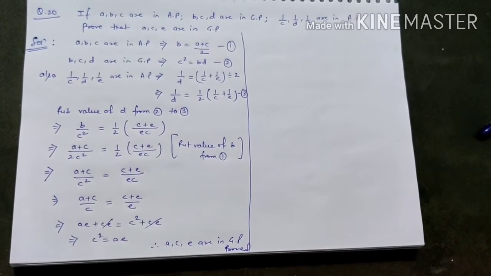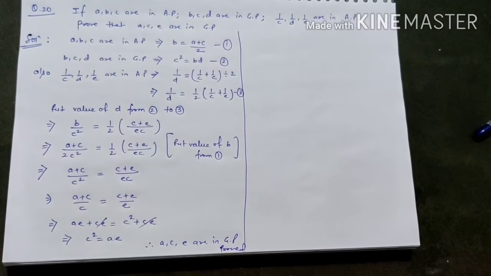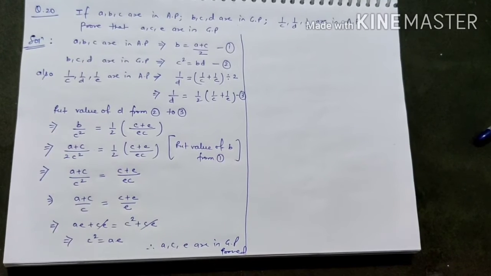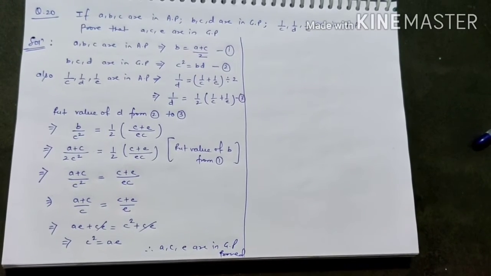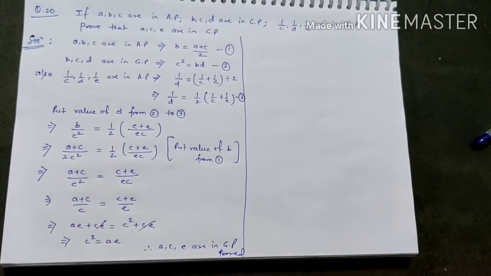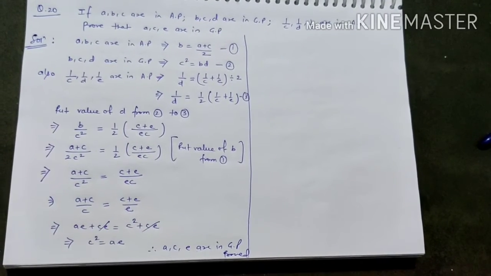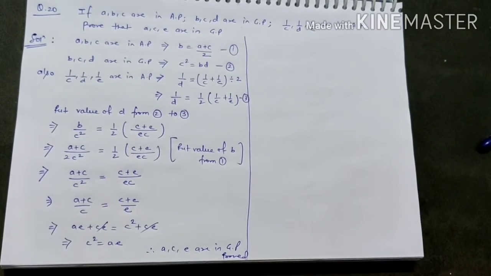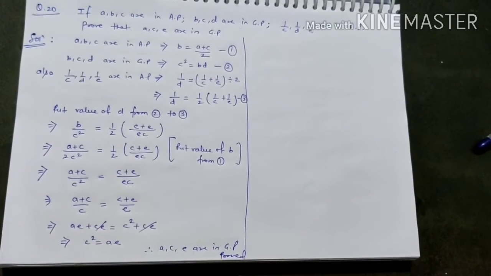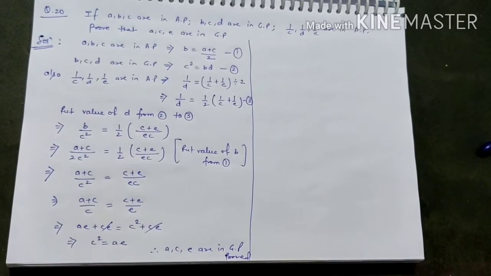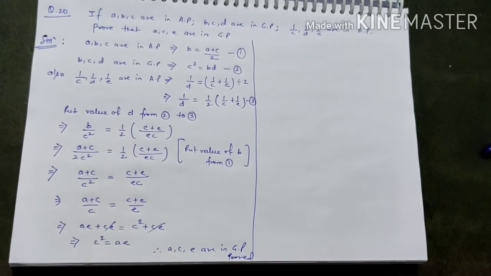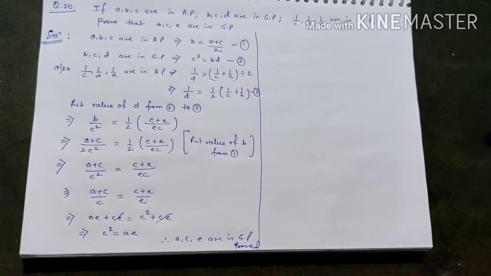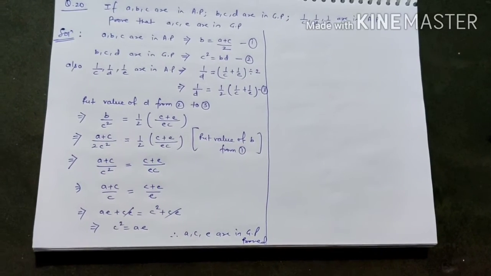So the first condition is a, b, c are in AP, that is b equal to (a plus c) by 2. If b, c, d are in GP, the condition is c square equal to bd. If 1 by c, 1 by d, 1 by e are in AP, that is 1 by d equal to half of the sum of 1 by c plus 1 by e. Now putting the value of d from the second into the third equation, we get b upon c square equal to half of the sum. Again putting the value of b from the first and then simplifying, we get the required result, that is c square equal to ae, which gives us a, c and e are in GP.